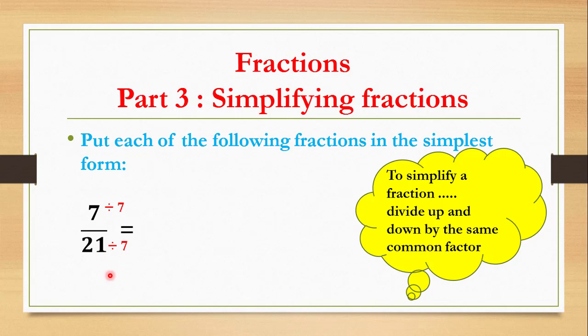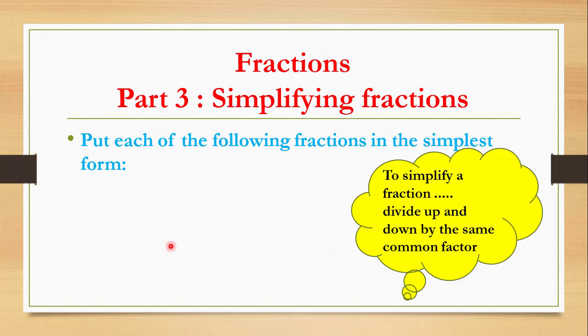Okay, 7 divided by 7 equals 1. 21 divided by 7 equals 3. So 1 over 3. Is that the simplest form? Yes, of course, because there is no more common factors between 1 and 3. Let's take another example.